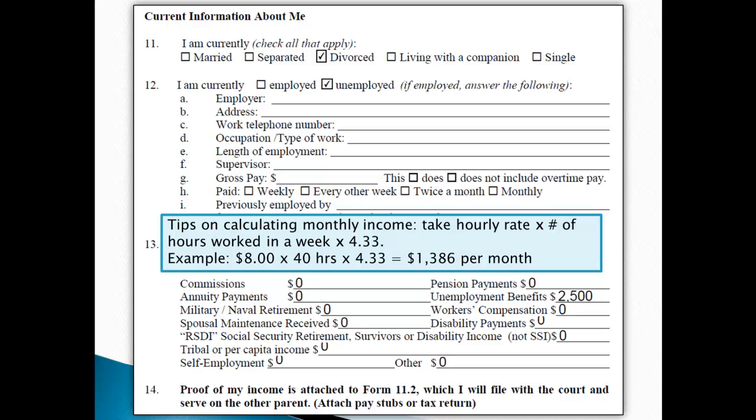If you do not receive those sources of income listed, be sure to write in 0. This lets the magistrate know that you read the question but that you do not receive that particular source of income. You will need to provide documents to prove your sources of income. That proof will be sent to the other party, the county attorney, and filed with the court. We will talk about that in Chapter 4 and 5.